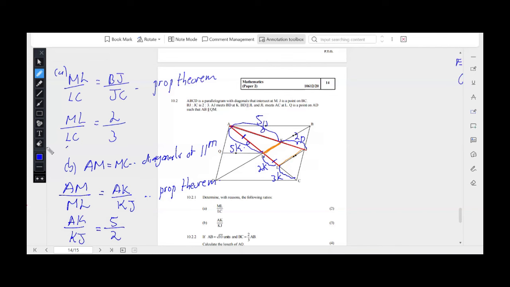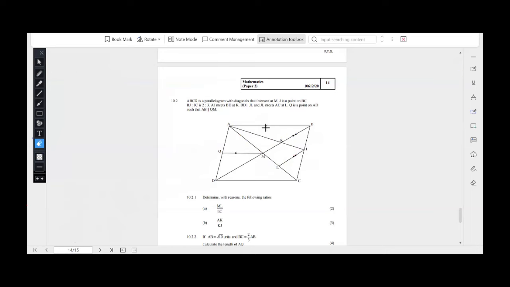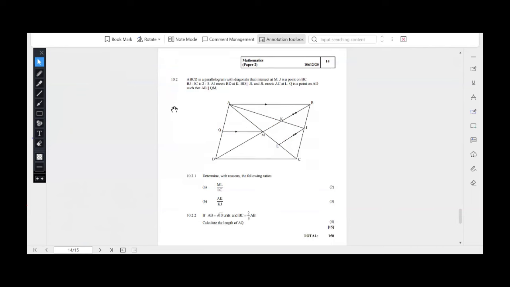Now let's look at 10.2.3. It says if AB, so let me erase all of this here. It says now if AB is equal to root 10 units and BC is 2 over 3 AB, then calculate the length of AQ. So let's be careful with this one. Let's gather our facts. Number one, we know that BM would have to be equal to MD, again, because of diagonals of a parallelogram, right? And then also, we know that QM is parallel to AB. And then this has been given.